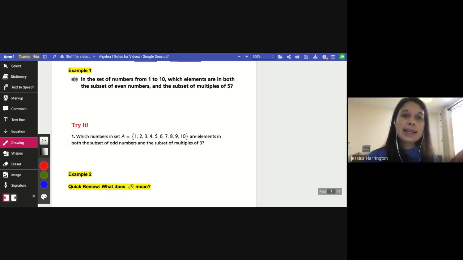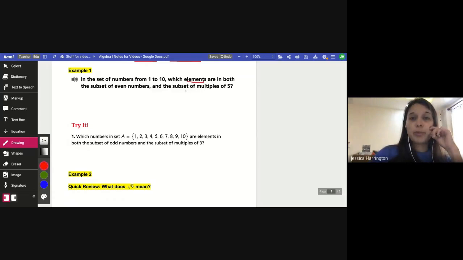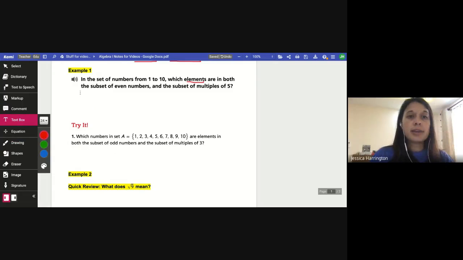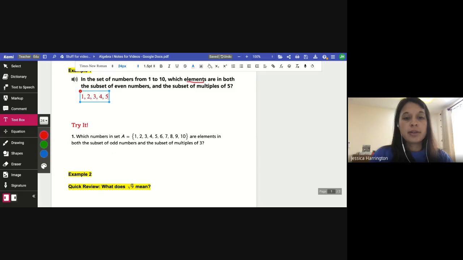In a set of numbers from 1 through 10, I can think of all those numbers from 1 through 10. Which elements are in both the subset of even numbers and the subset of multiples of 5? So it's basically asking us to think here. I make a text box. If I have these numbers, 1 through 10, this is the original set. Each of these numbers is considered an element, right? So there are 1, 2, 3, 4, 5, 6, 7, 8, 9, 10 elements in this set.